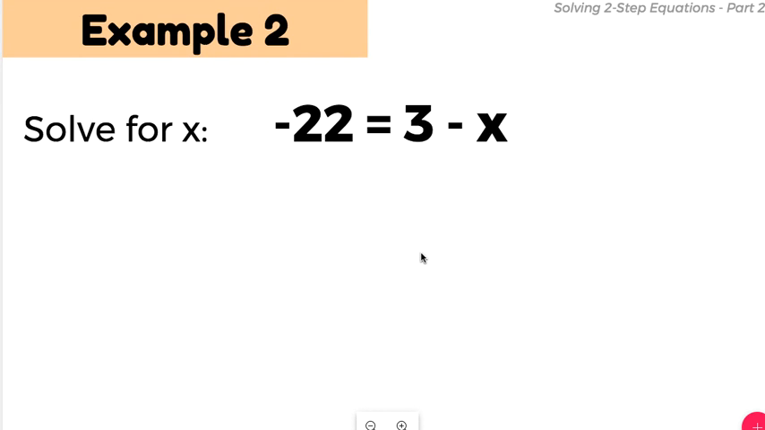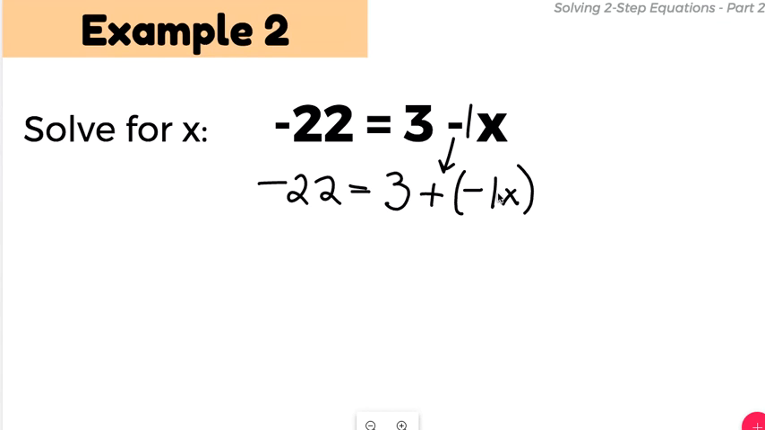Let's look at example 2. Now I know my x is on the right, but that's okay, nothing changes. Still going to simplify. Keep the first number the same. Subtraction becomes addition. Remember, we have a little 1 here. So when I change subtraction to addition, I end up with negative 1x.